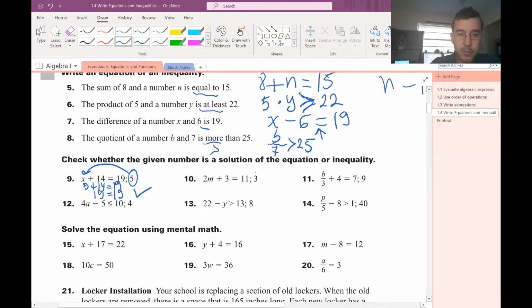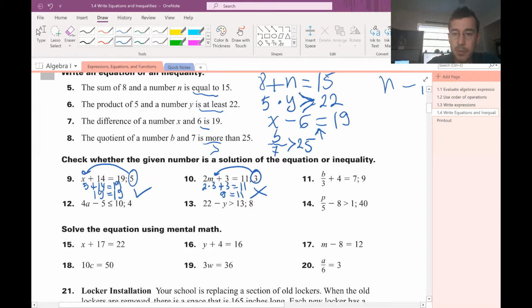Number 10, we have to substitute 3 for m. So this becomes 2 times 3, which is 6, plus 3 is 9. 9 equals 11 now. So 2 times 3 plus 3 equals 11. 2 times 3 is 6, plus 3 is 9, so 9 equals 11 now.